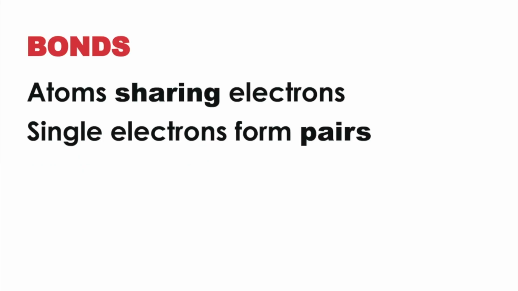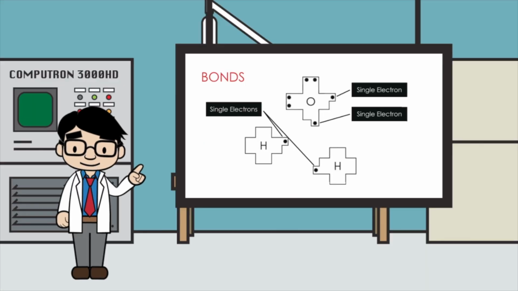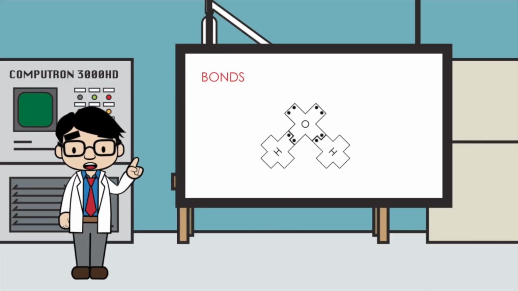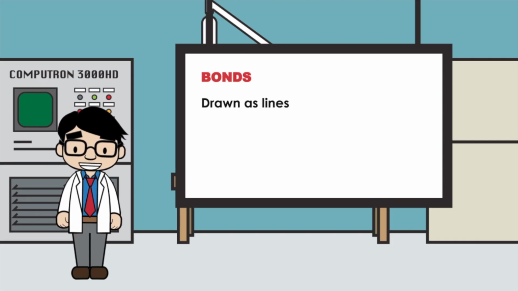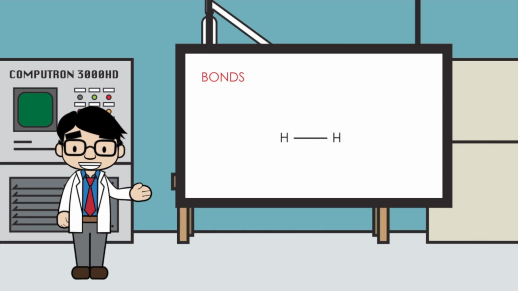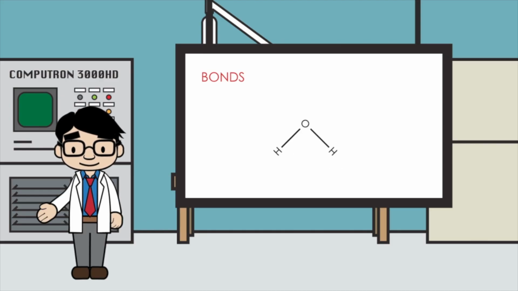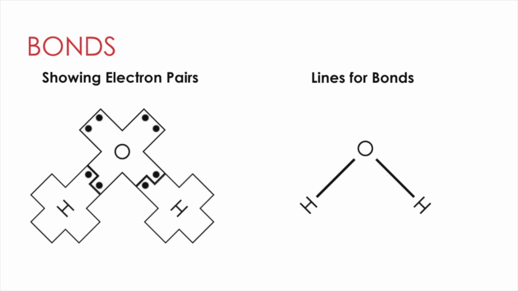Single electrons end up forming pairs. Here are atoms, and here are their single electrons. When their single electrons pair up, they make bonds which holds the molecule together. Bonds are often drawn as lines. For example, here's hydrogen gas. And here's water. As you can see by comparing the one on the left and the one on the right, it's much easier to draw bonds as just a line.